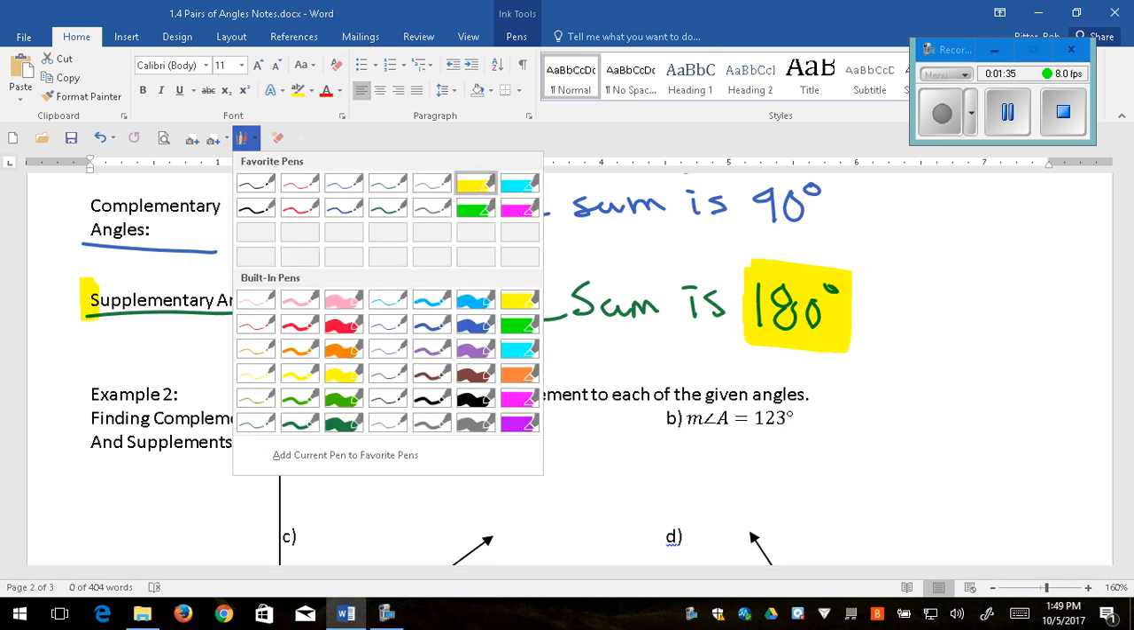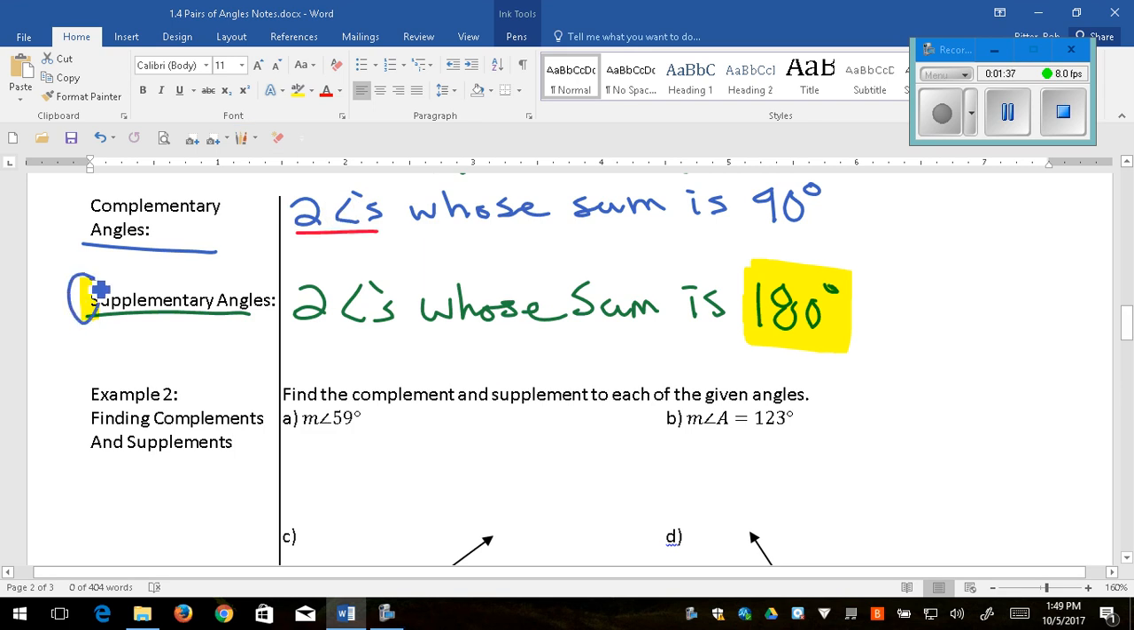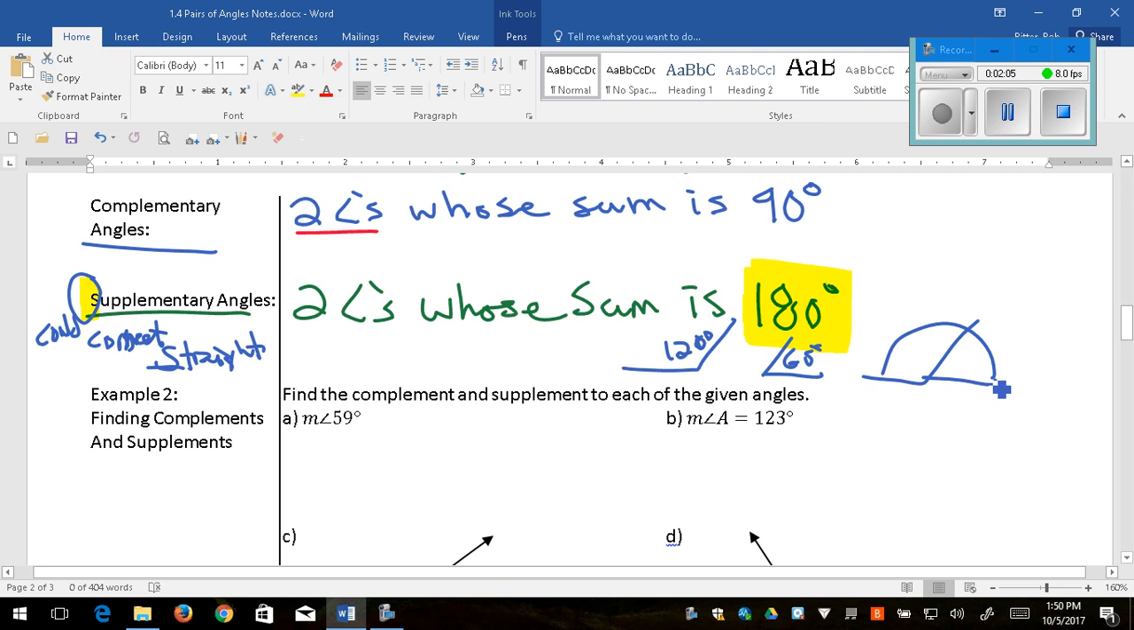So if we did connect them, they don't have to, but they could connect to form a straight angle. Supplementary angles, if I had one here, let's say that this is 120 degrees, and this one over here is 60 degrees. Well, they're not connected, but they are supplementary. If I did connect them, though, they would form a straight angle. So that's the easiest way to remember supplementary.